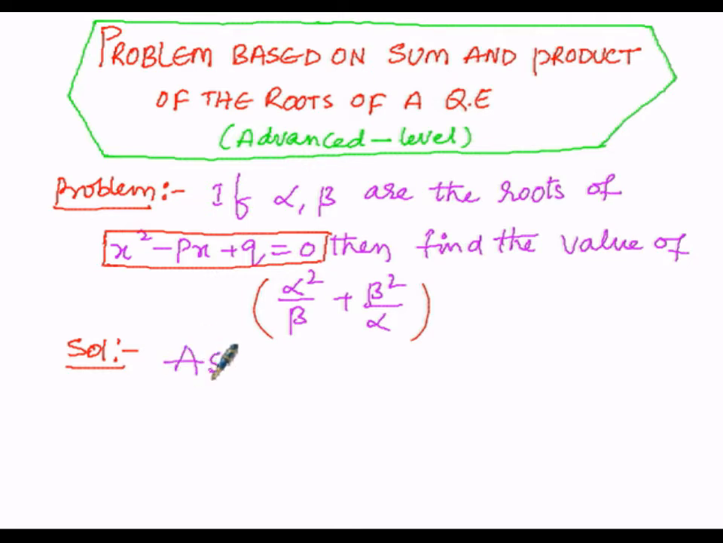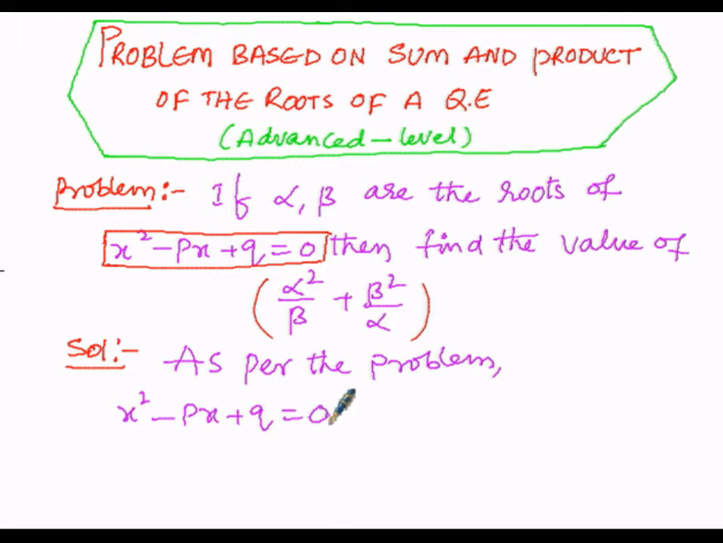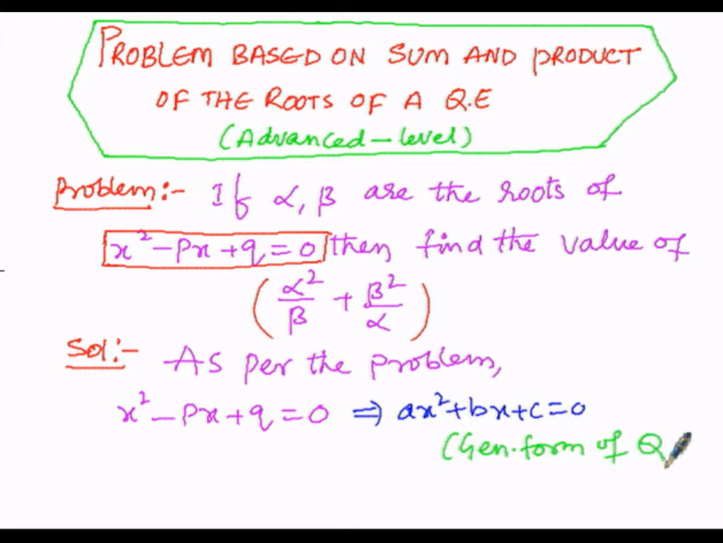So as per the problem, the quadratic equation which is given to us is x square minus px plus q equals 0, which is in the form of a quadratic. So that implies ax square plus bx plus c equals 0, which is nothing but the general form of a quadratic equation. QE indicates quadratic equation.